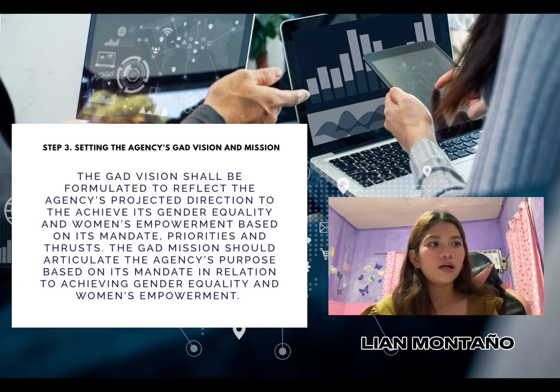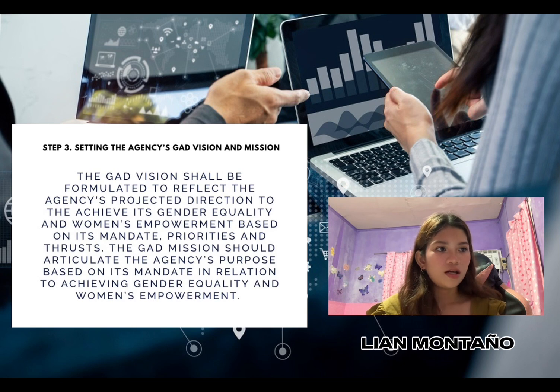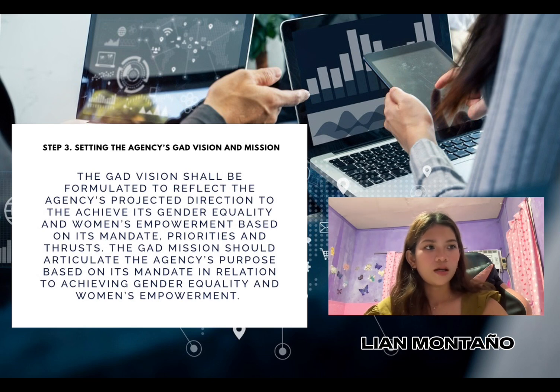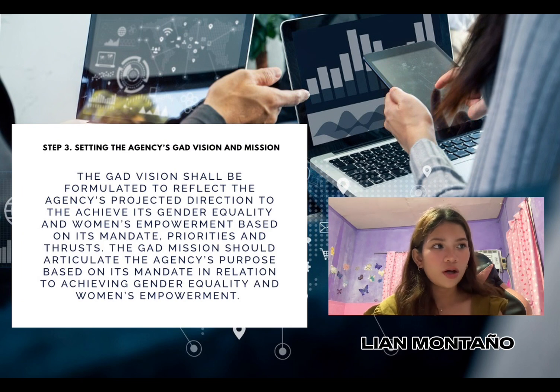Step 3. Setting the agency's GAD vision and mission. The GAD vision shall be formulated to reflect the agency's projected direction to achieve its gender equality and women's empowerment based on its mandate, priorities, and thrust. The GAD mission should articulate the agency's purpose based on its mandate in relation to achieving gender equality and women's empowerment. Well, this step involves creating a clear vision and mission statement specifically for gender equality within the agency.